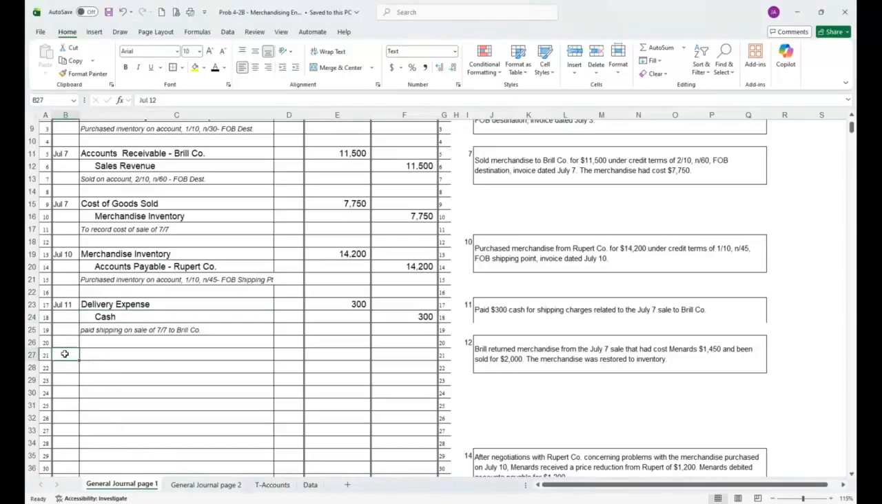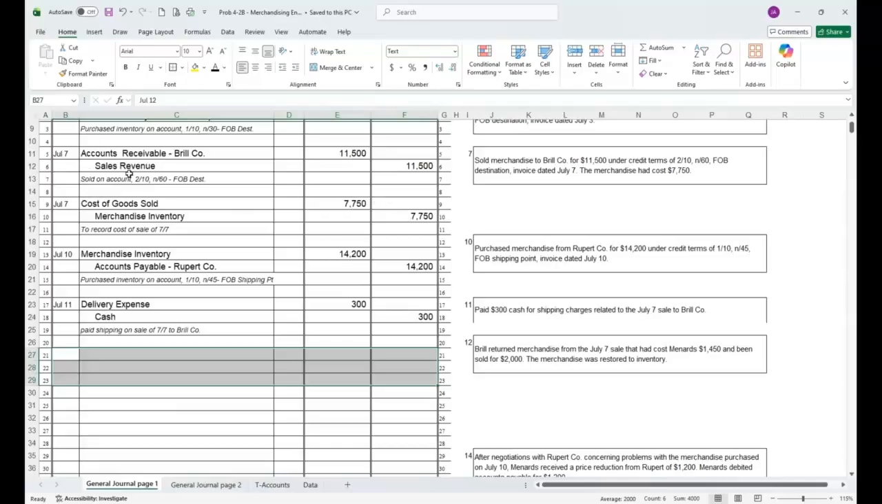All right, the next one, Brill returns some merchandise to us from July the 7th. So we sold Brill this merchandise and we paid the delivery expense. And then on the 12th, they returned some merchandise to us. So we have to take care of the reversal of the revenue and the reversal of the cost entries.